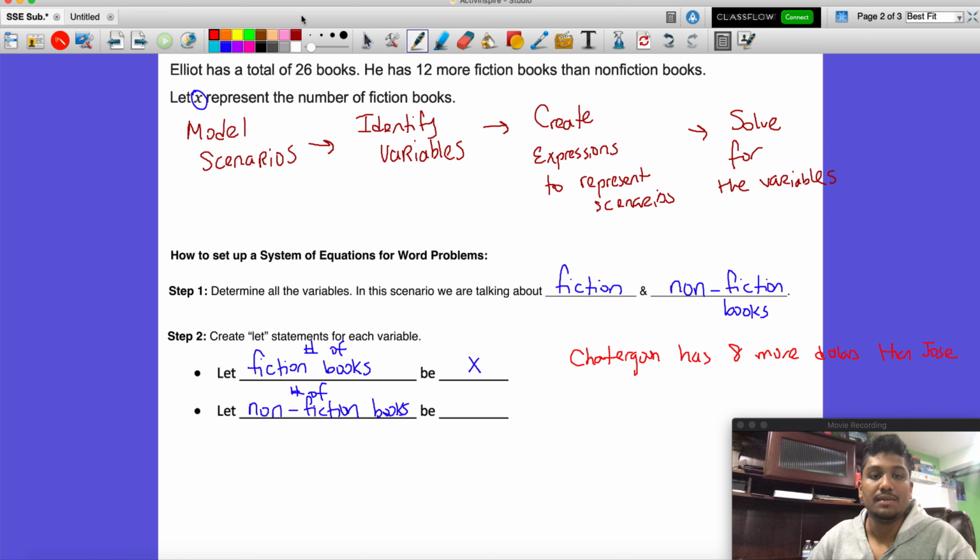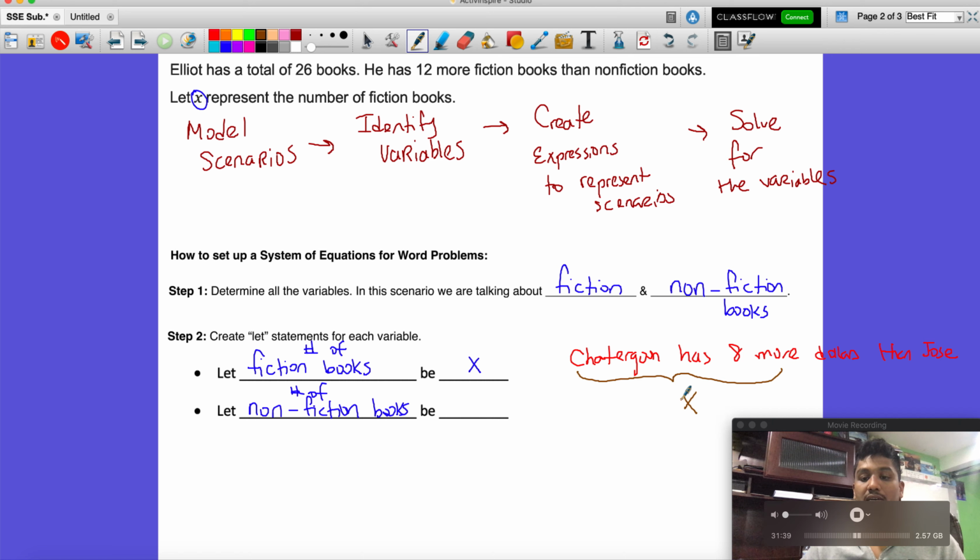Okay, so let's think about this. If I am going to set this to X, all right, and let's think about this more in detail. If I have $8 more than Jose, it's obvious that I have more money than Jose right now because I have 8 more than him. Okay, so from my perspective, this is my X right here.